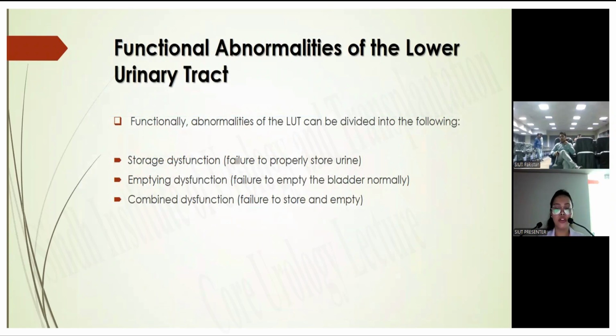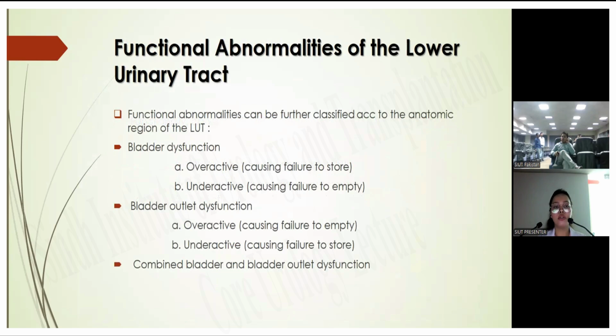Functional abnormalities of the lower urinary tract. These can be divided into the following: storage dysfunction, emptying dysfunction, or combined. It can further be classified according to the anatomical region of the lower urinary tract. If someone has a bladder dysfunction, it could be overactive or underactive. If it is overactive, it causes the failure to store urine, and if it is underactive, it causes the failure to empty the bladder. While if the patient has bladder outlet dysfunction, again it is overactive or underactive, but in this case it is vice versa. If bladder outlet dysfunction is overactive, the patient is unable to empty the bladder, while if it is underactive, the patient is unable to hold the urine.